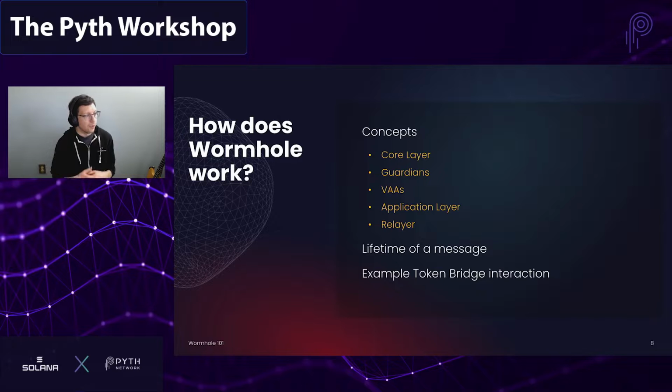All right, so biggest question, how does Wormhole actually work? I briefly went over the fact that we have this core layer of how we pass messages across chains. And then we have guardians, VAAs, application layer. I'm going to go over each of these as well as an example token bridge interaction, and then I'll actually do a quick demo of the token bridge.